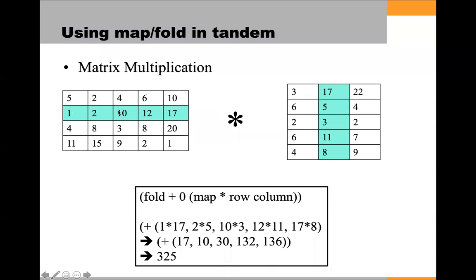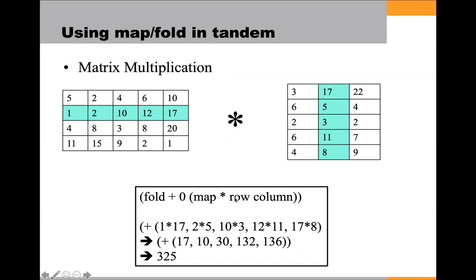So we want to multiply this row by this column and then get its sum. It's often called a dot product, that you take one row, multiply it by a column, and take the sum of the product. So we want to multiply 1 by 17, multiply 2 by 5, 10 by 3, 12 by 11, 17 by 8, and then we want to sum those results together. And that's a MapReduce thing.